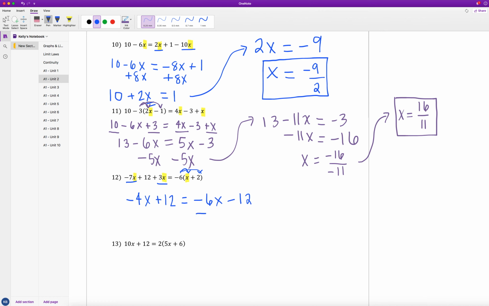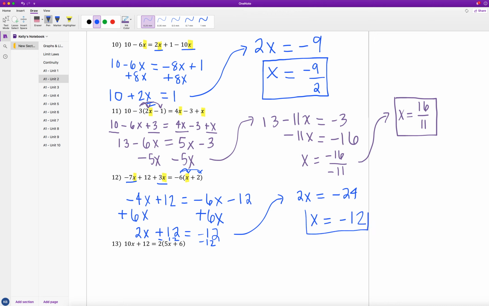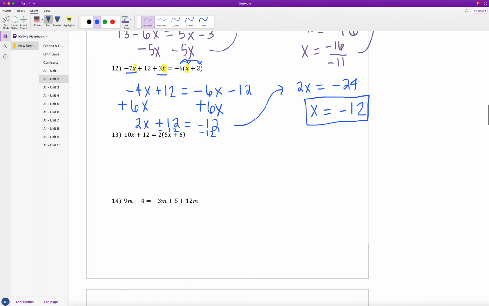So I'm going to go ahead and move the 6x to the other side by adding it. Since I have a negative, I got to do the opposite and add 6x to both sides. When I do that, I can combine like terms on the left, and I end up with positive 2x plus 12 equals negative 12. Then from here, I can go ahead and subtract the 12 from both sides. So I'll get 2x equals negative 24. Last step, divide through by 2, and I get x equals negative 12 from there.